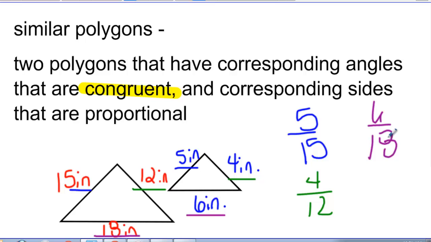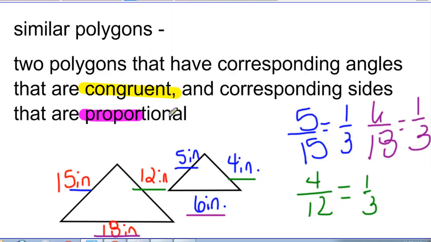So I'm just going to go ahead and simplify these really quick. 5/15 simplifies to 1/3 if I divide both of those by 5. 4/12 simplifies to 1 to 3 if I divide both of those by 4, and 6/18 also simplifies to 1 to 3 if I divide both of those by 6. So you can see those are all equal ratios, so any 2 of them together would form a proportion, and that's why we say that those sides are proportional.